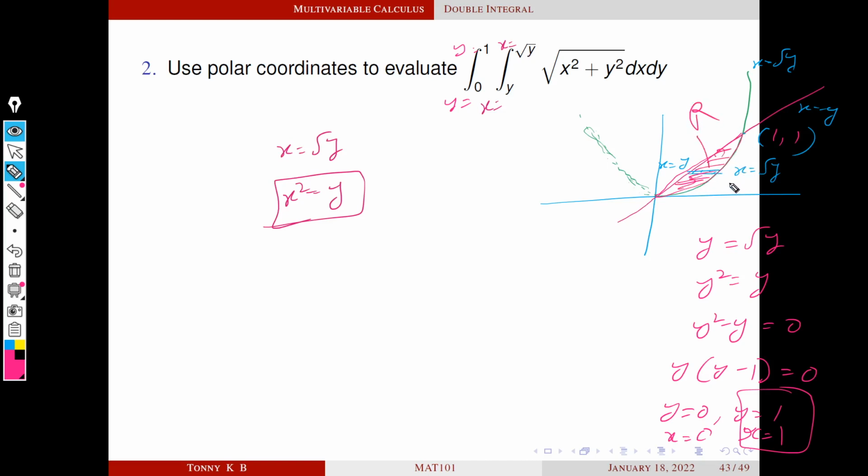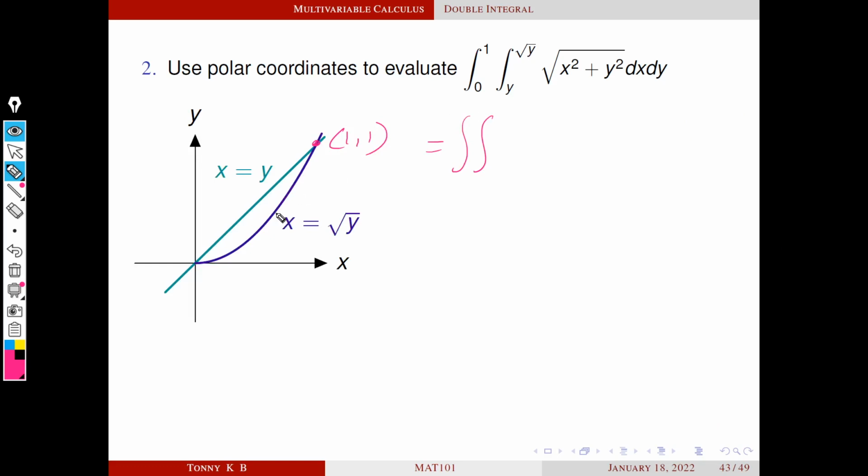Next we have to convert this region in terms of polar coordinates. So this is our region of integration, and this integral becomes a double integral. What is x square plus y square? That is r square, and its positive square root we can take as r. We know that r is positive in polar coordinates. And what about dx dy? That becomes r dr d theta.